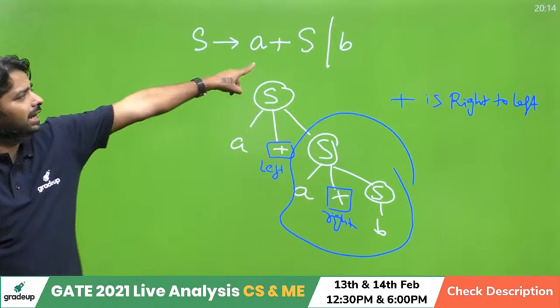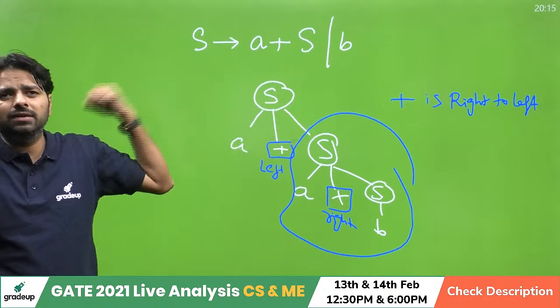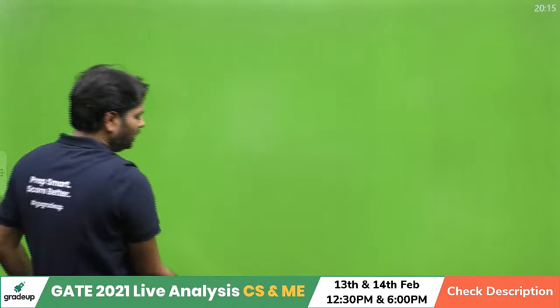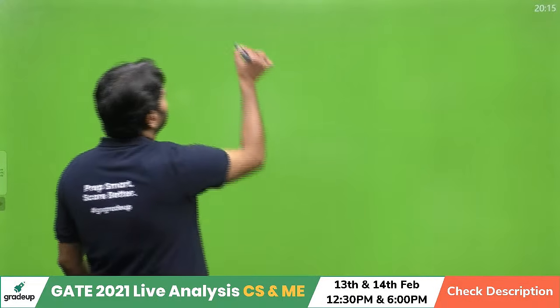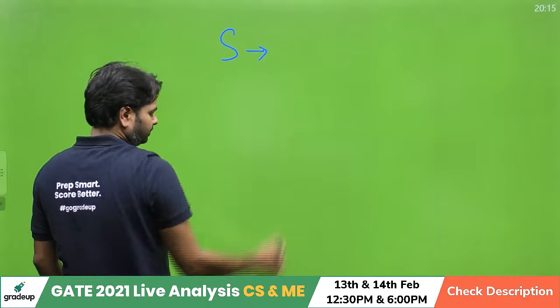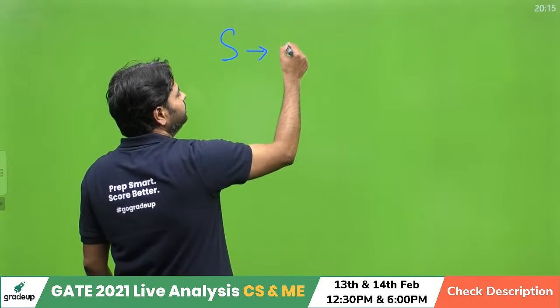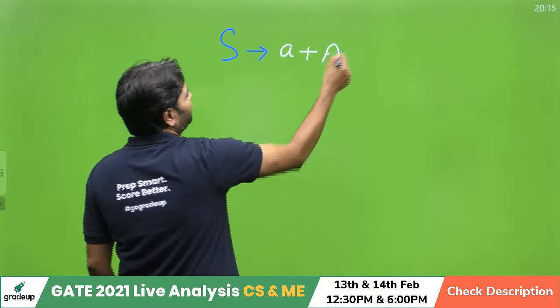Is this right recursion? So right associative. Very easy, very easy. But without recursion is also possible. What is the example? Very simple. A plus A.